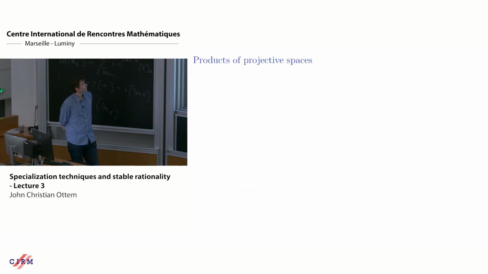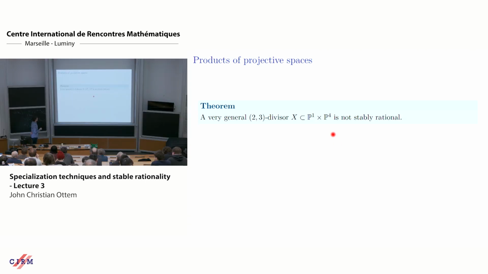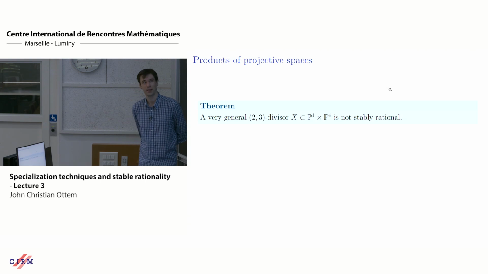All right. So here's another result, another theorem. If you look at a very general 2-3 divisor in P1 cross P4, this is also not stably rational.